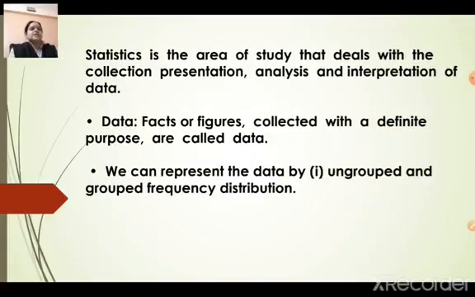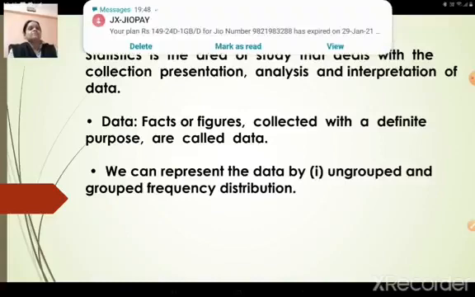So statistics is the area of study that deals with the collection, presentation, analysis and interpretation of data. So statistics mainly depends on data. If you have data, that data you have to represent in figures or in tabular form or in a graphical way. If you want to represent that data, then we will use this branch that is called statistics. So now what is data? Data, facts or figures collected with a definite purpose are called data.